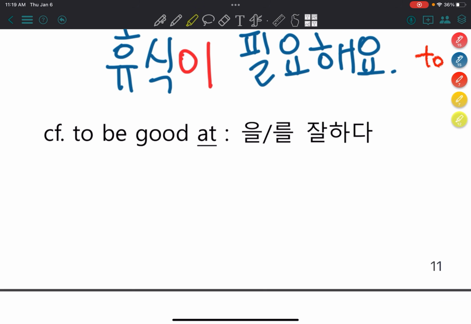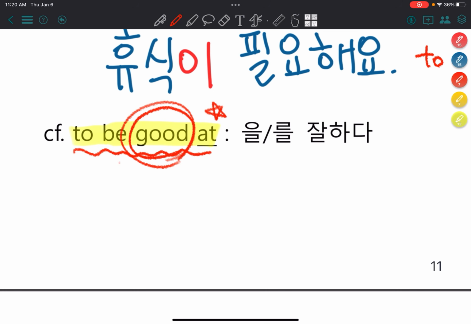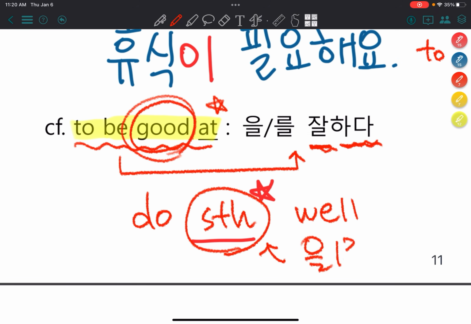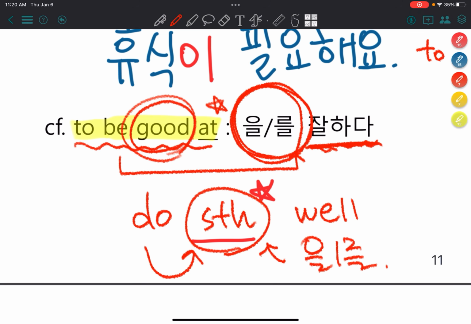And the last verb that I want to mention is to be good at. So in English, when you say you are good at something, this is a descriptive verb, right? However, when we translate to be good at something in Korean, we say we do something well. And when we do something, that something is always an object, right? Something that's done. So when we say we're good at something, we say something을 잘하다. We mark it with the 을 particle instead of some other particles.